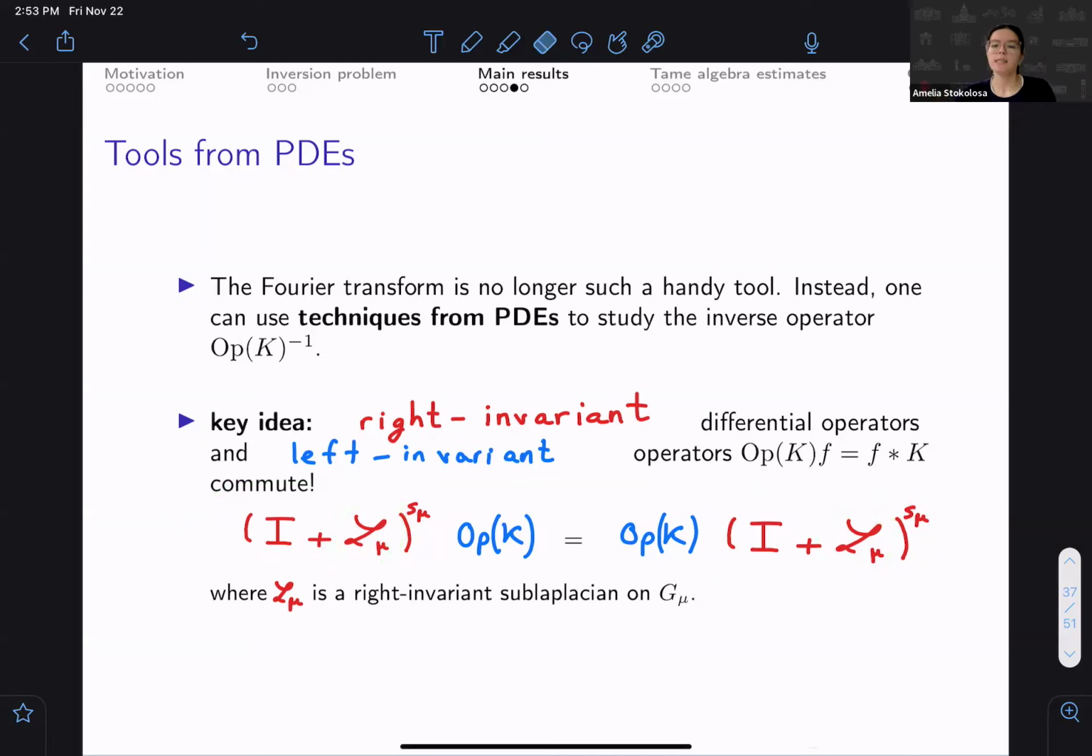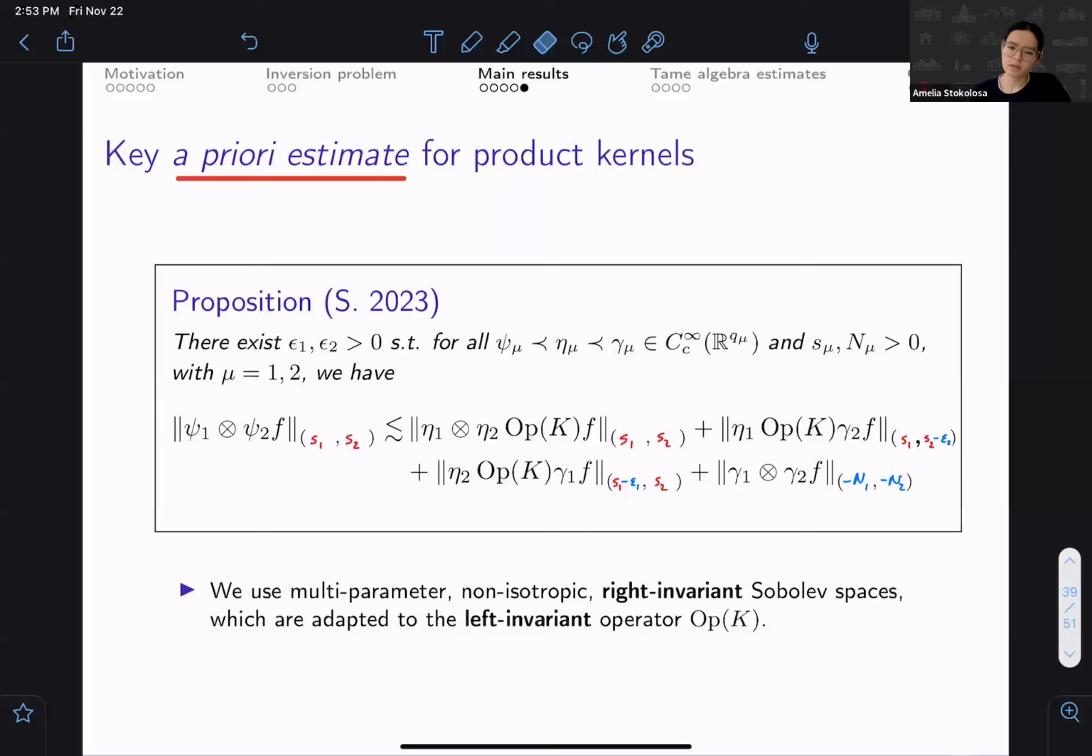And the a priori estimate for product kernels, let's just focus on product kernels for a second, goes as follows. There's some notation here to parse through. The main takeaway here is the following. By introducing test functions, you get some smoothing. You can trade localization for smoothing. And here's how.